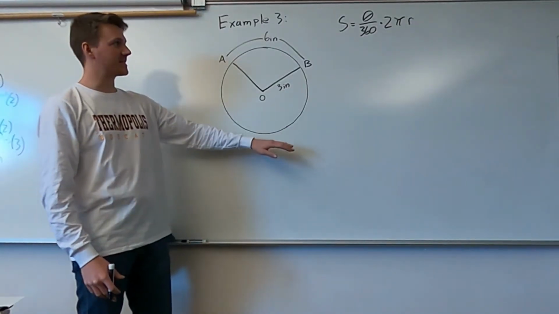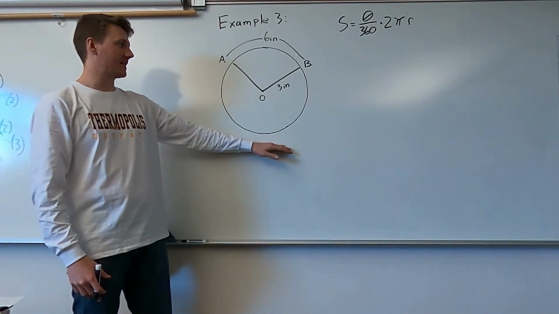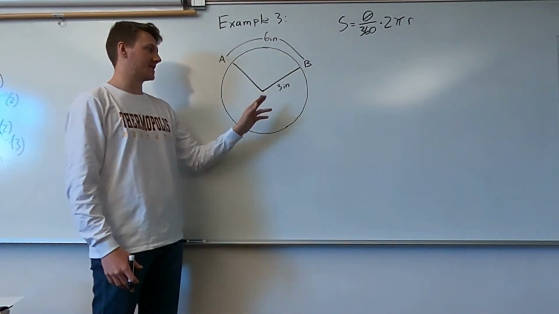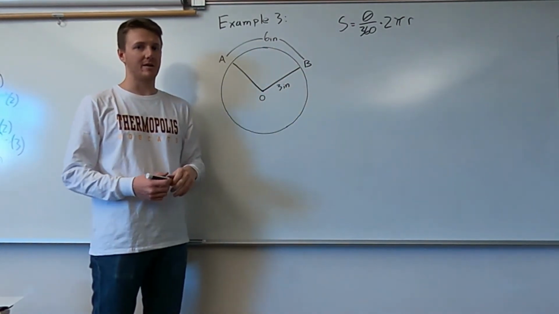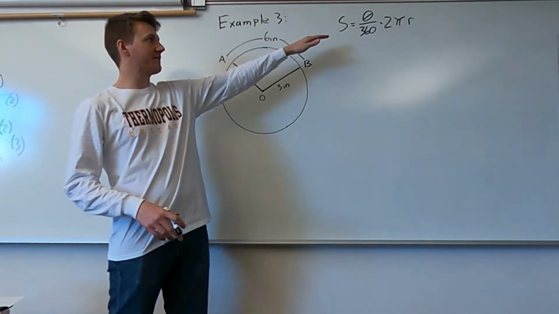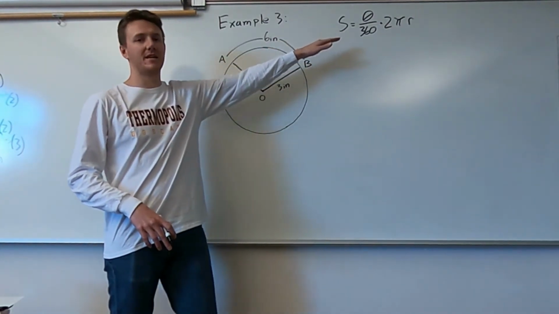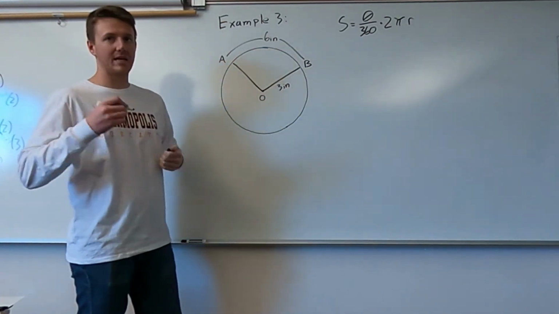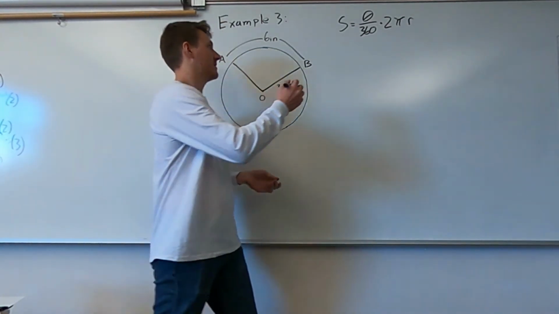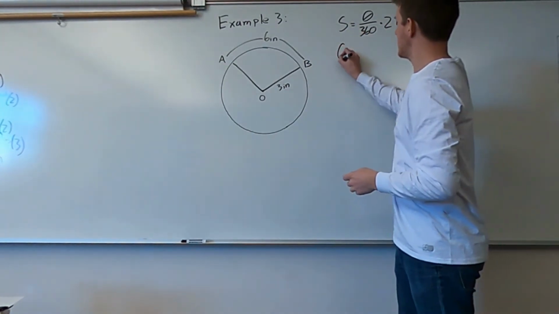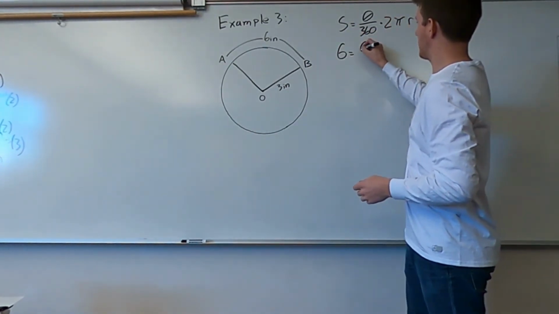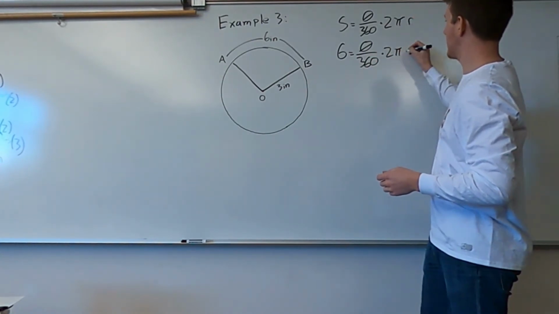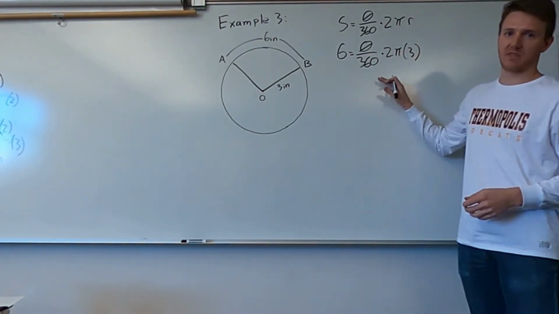All right, so we're looking at example 3, where we're asked to find the central angle of this circle. We're given the arc length of 6 inches, and we're given a radius of 3. So recall our formula for arc length. We have S is equal to theta divided by 360 times 2 pi r. So we can fill in the given information that we have here. So we know our arc length is 6, so we can plug that in for our S. And then times 2 pi, and our radius is 3.